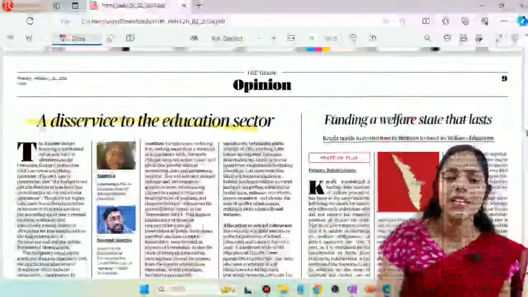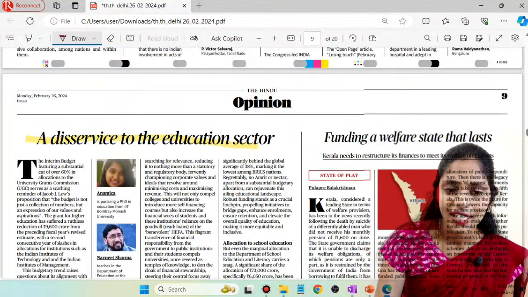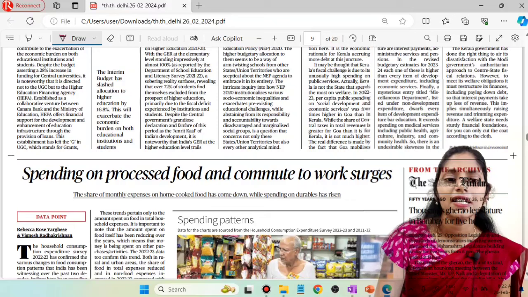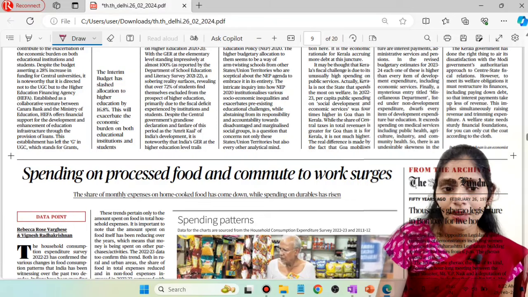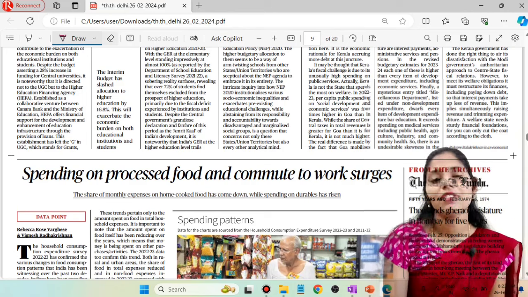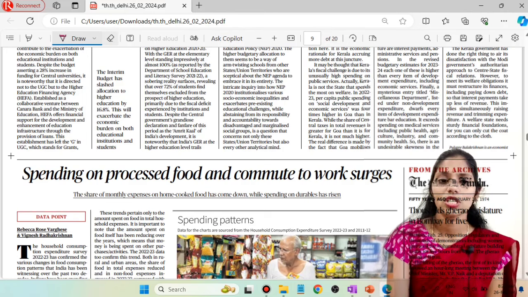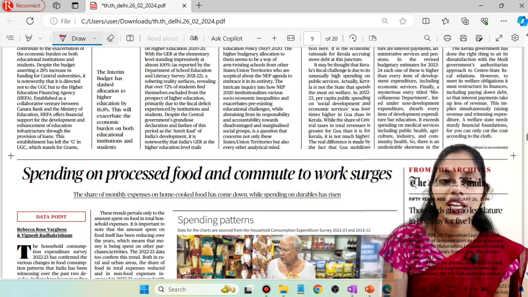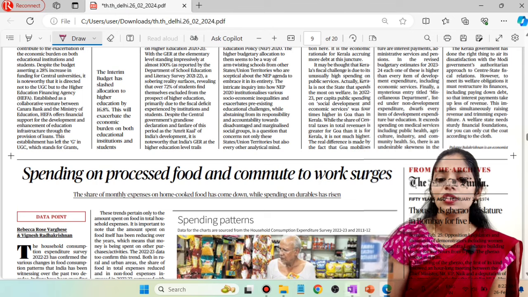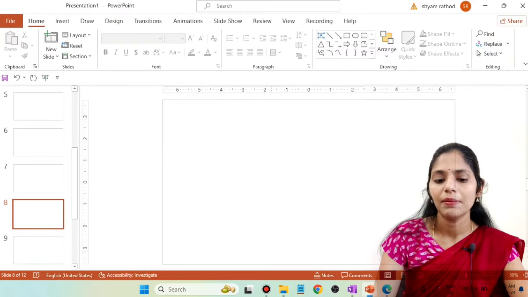So here in this opinion page, you have an article regarding the education sector. This article is talking about how the interim budget has slashed allocation to higher education by 16.8%. Whenever there is a decrease in funding from the government to education institutions, that will exacerbate the economic burden on both education institutions as well as students. Now let us see some important dimensions.